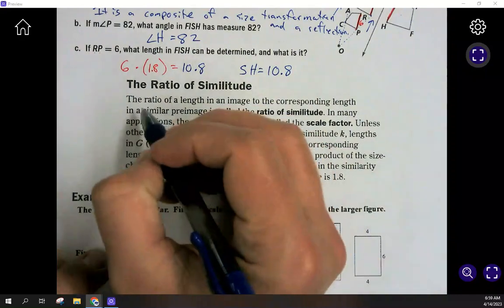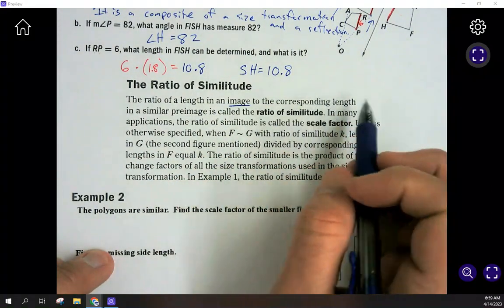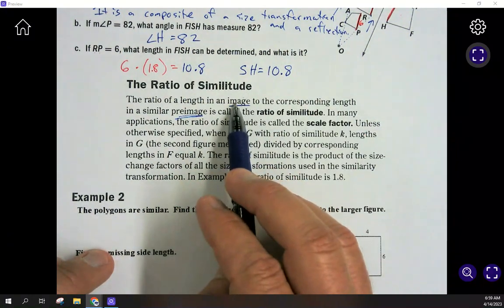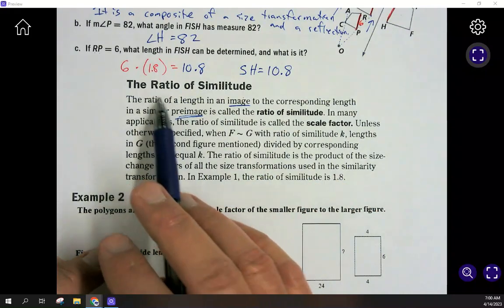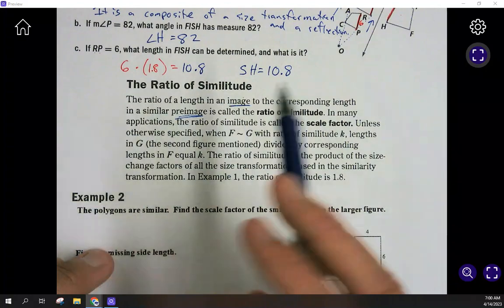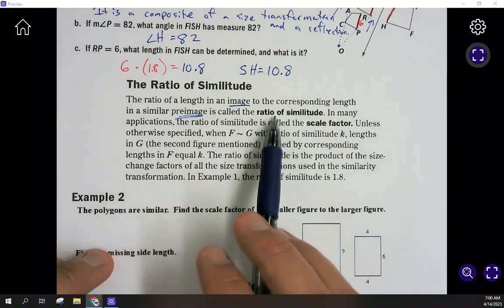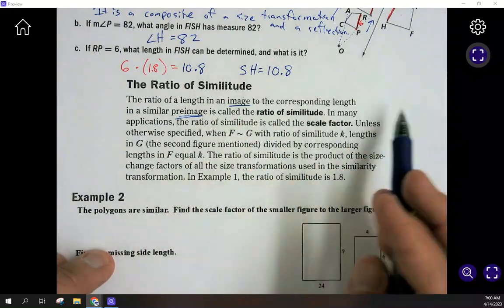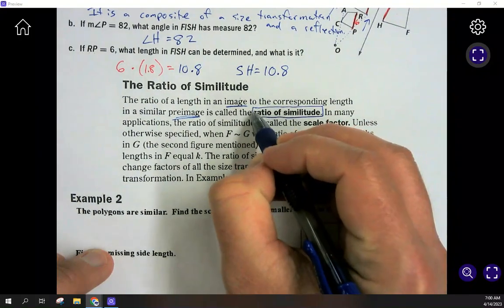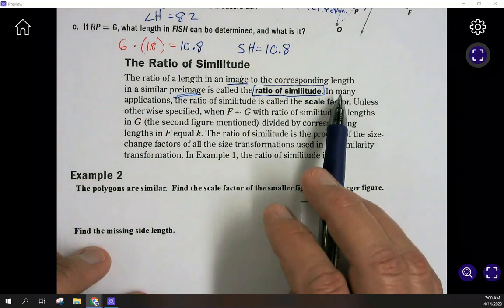So again, the ratio of the length in an image, so that's the new shape, to the corresponding length in a pre-image. So basically you have a new shape, the image, the matching length of a side, that ratio that we come up with, like, oh, it's doubled, it's in a 2-to-1, or it's tripled, it's in a 3-to-1, or it's shrunk and it's in a 1-to-5, whatever it is. That ratio that we're coming up with, that's called the ratio of similitude, and it's telling you basically the factor that something is increasing by or decreasing by.